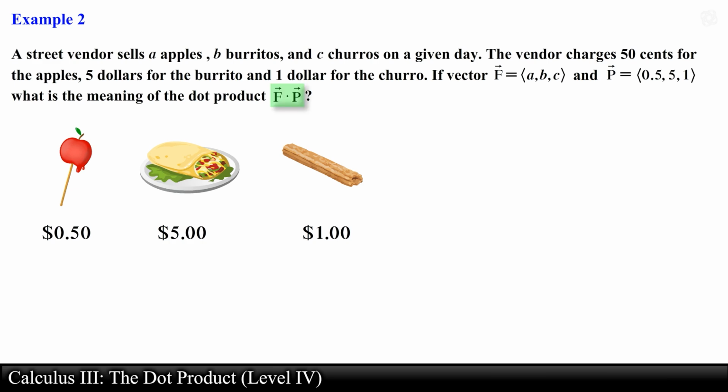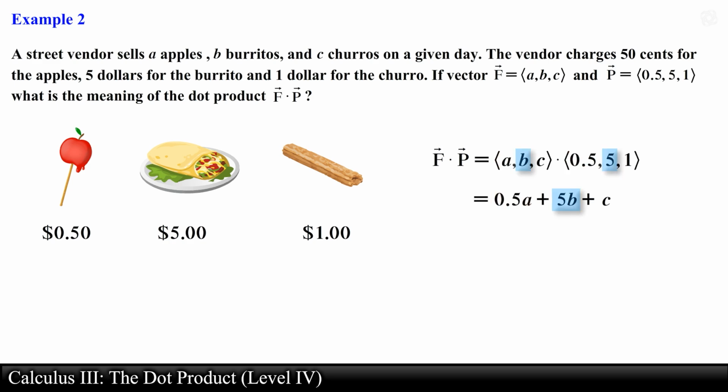Okay, this word problem is essentially asking us to interpret the dot product. Notice that the components of vector f represent the number of apples, burritos, and churros sold on a given day. The components of vector p, on the other hand, represent the price of an apple, burrito, and churro, respectively. Let's compute the dot product with these vectors and analyze the result. Using the component definition of the dot product, we go ahead and multiply each of the vector's components and add them together. Doing that, we obtain the following expression.